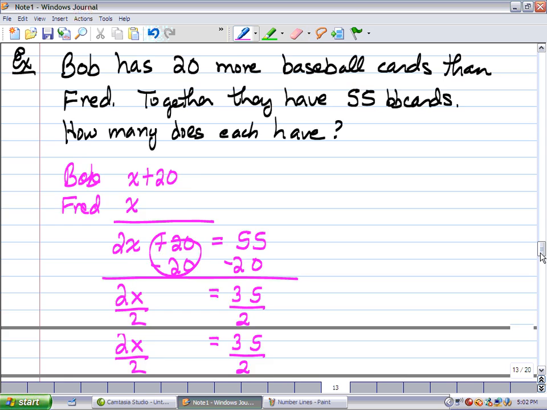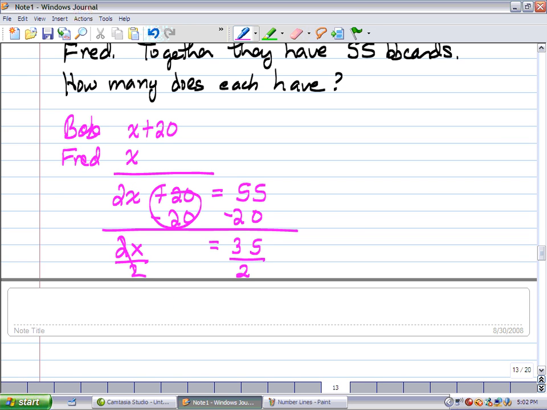Somebody must have some torn cards, because X turns out to be, what, 2 goes into there, 17.5. So that would be Fred, because Fred is X. And add 20 to that, 37.5. Must be Bob. And that's kind of silly that they would have a half one, but that's how that turns out.